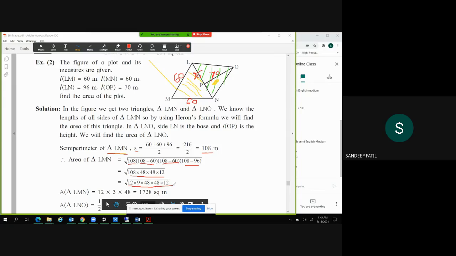For the square root, we know we made this one pair. Then from 108, we can make the factors like 12 into 9 and 12. So from that, we will get an area of 1728. Okay, so that is the one area.